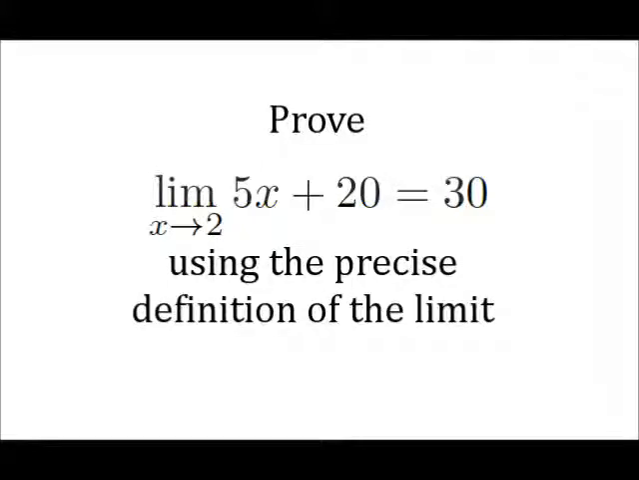For this problem, we'll prove that the limit as x approaches 2 of the function 5x plus 20 is 30 using the precise definition of the limit. First, we'll review what the precise definition of the limit is and look at a general strategy for using this definition to prove a limit equation is correct.